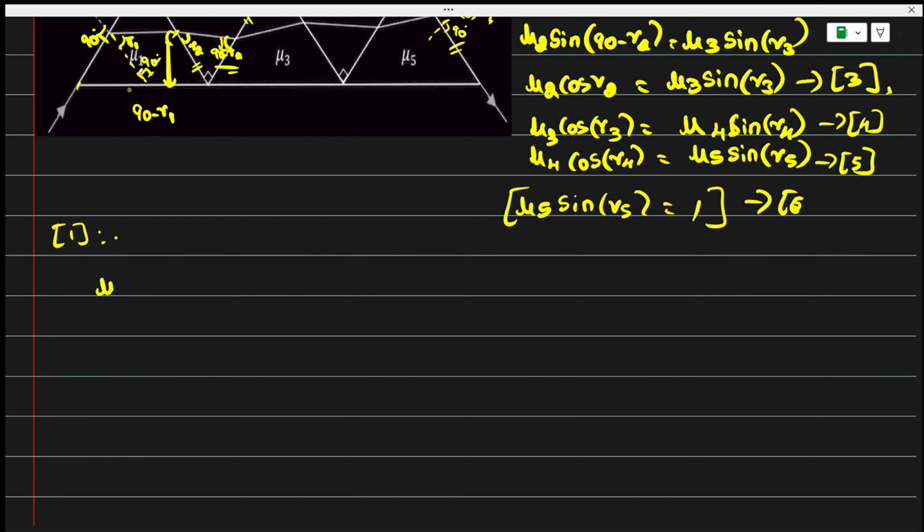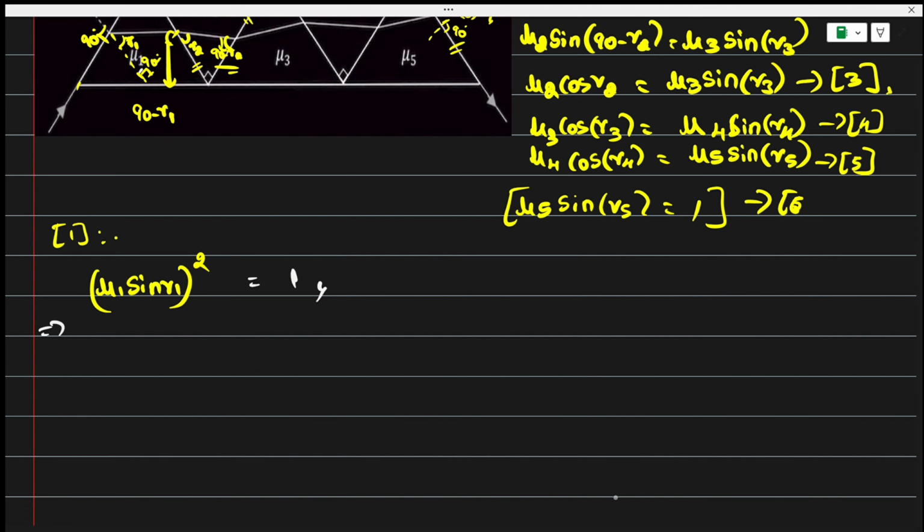Okay, so (mu1 sin r1)² equals 1. Now I don't want sin r1. I need an equation in terms of mu1 squared, mu2 squared, mu3 squared, and so on. To get rid of sin r1, I'm going to add equation 2 by squaring it.